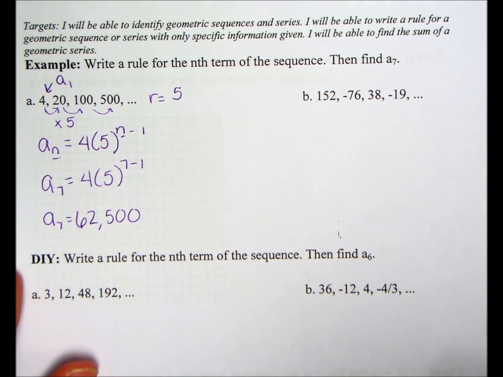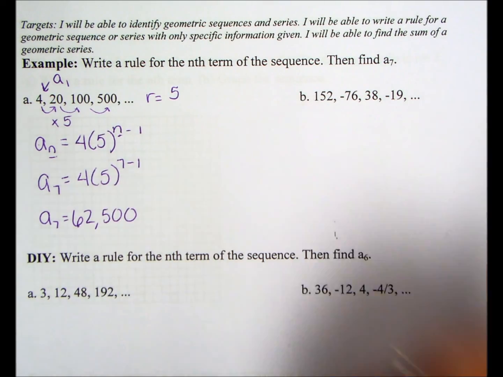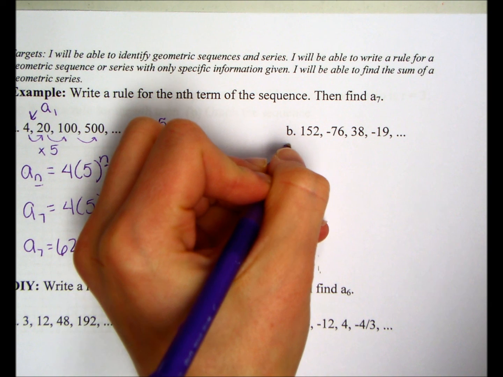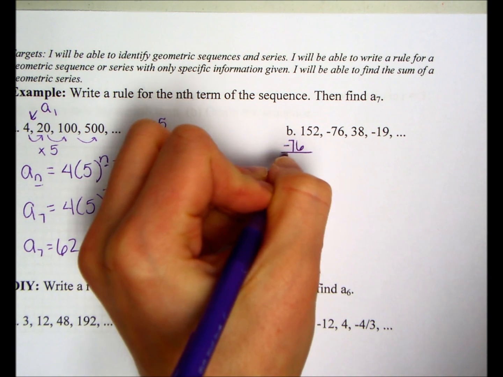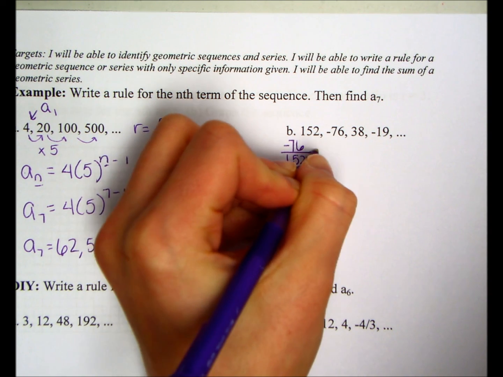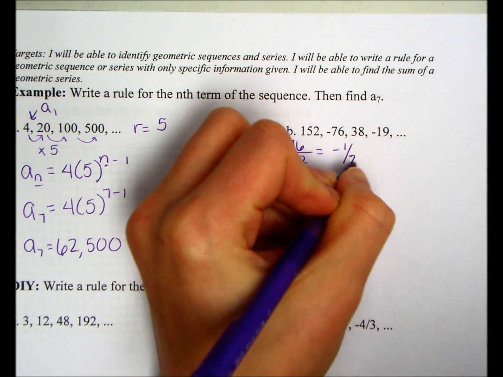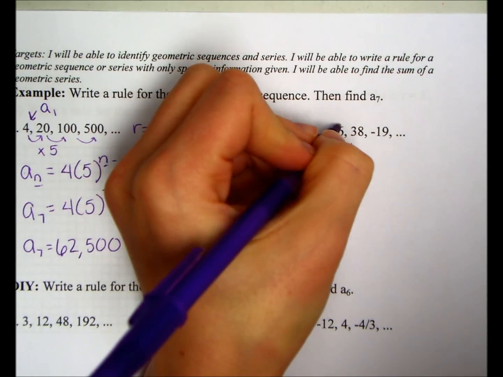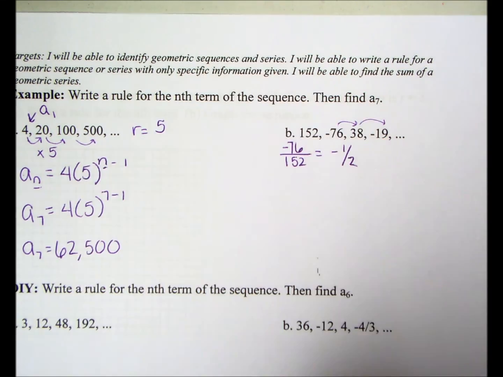Now for part B, this may not be obvious right away. That's okay, we can use the rule. I'm going to do negative 76 divided by 152, and that's going to be negative 1/2 when I simplify that fraction. And if you check that rule out for these two, you will find that it works the same.